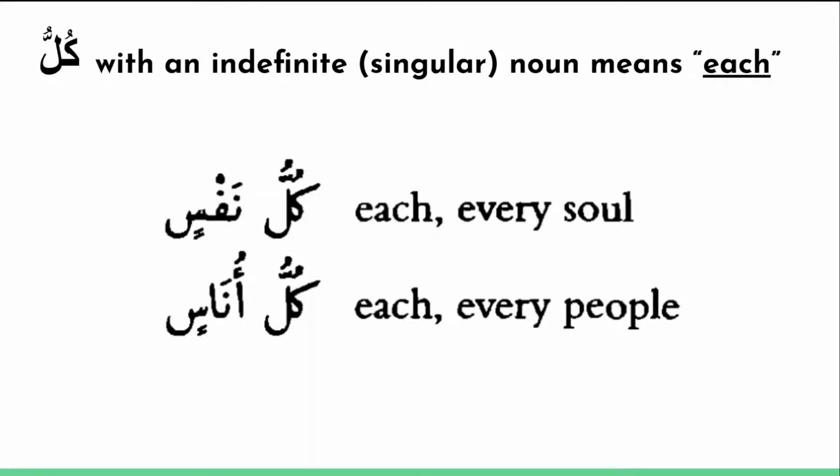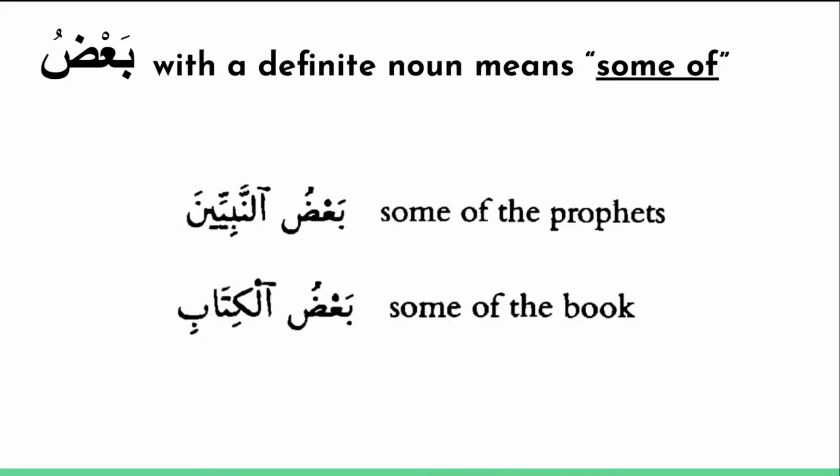Alright, so this is kullu with a definite word. What about if kullu is followed by an indefinite word? In that case, it usually means each or every. So kullu nafsin, each soul. Here's another example, kullu unasin, each and every people. And we see that kullu is oftentimes and usually followed by a singular word if it's indefinite, but not always. Sometimes it can be a plural word as well. Alright, so that's kullu. That's easy enough.